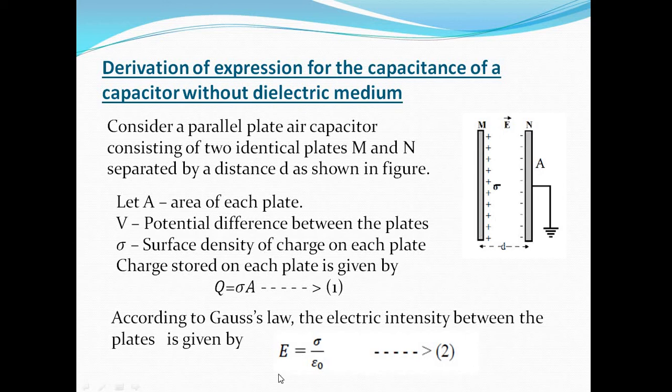A single sheet gives sigma by 2 epsilon naught, half sigma by epsilon naught. There are two sheets present, so because of the two plates, it is sigma by epsilon naught. So this is from Gauss's theorem. Please understand how you got this expression. This is the expression for electric field or intensity between the plates. From this we are going to find out what is V.